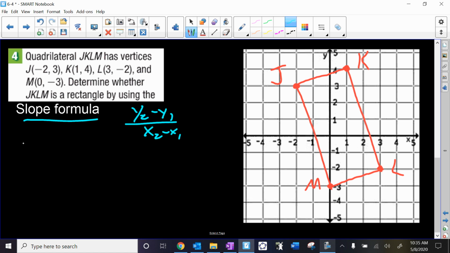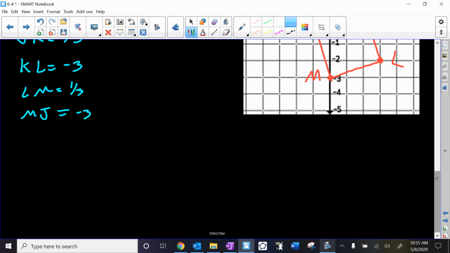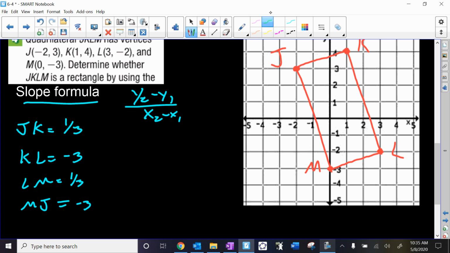And I need to find the slope of JK, KL, LM, and MJ. Again, I'm just going to list what these slopes are and then explain why or why this isn't a rectangle. So for JK, that slope is going to be 1/3. KL is -3. LM is 1/3. And MJ is -3. So from this information, I know that we have a rectangle.